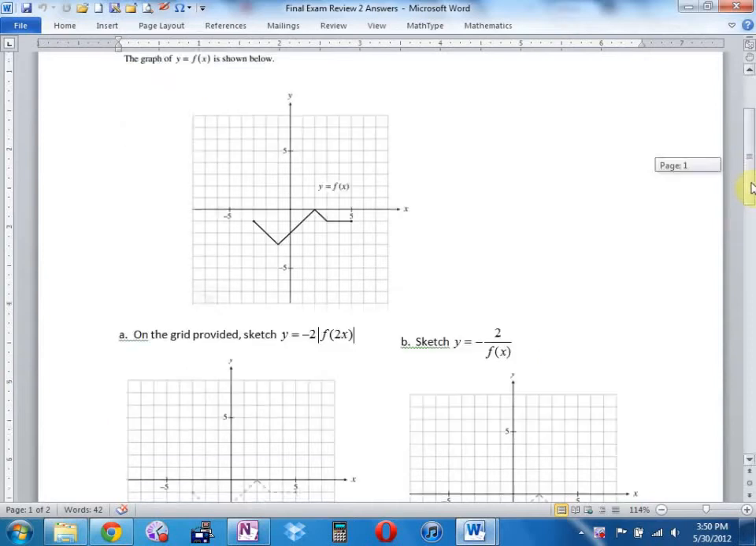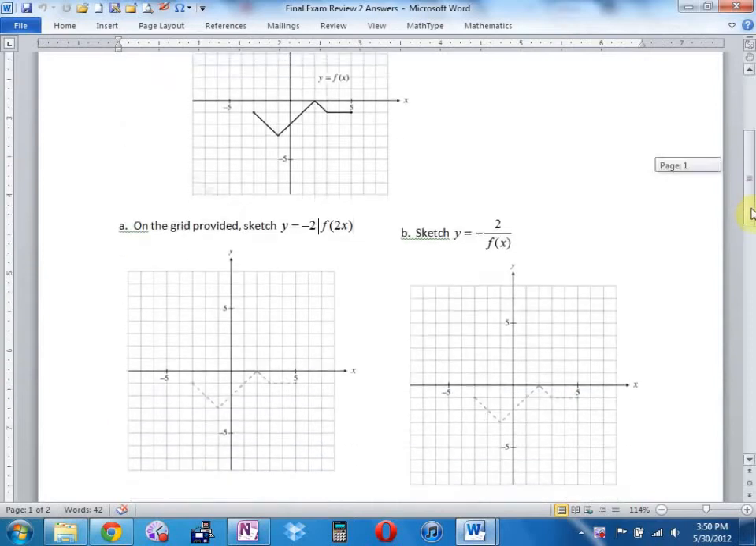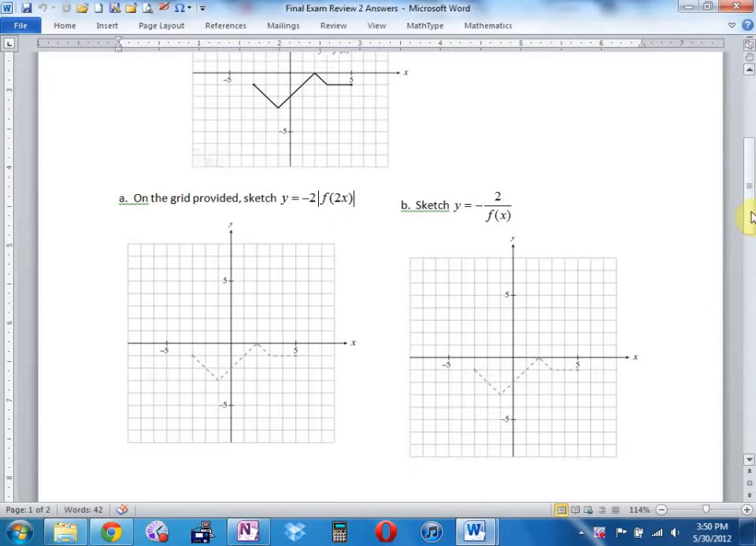All right, final exam review number 2, transformations. So this first one is absolute value with a twist. When do I do the absolute value? I'll do what's inside the brackets first, then the absolute value, then the remaining transformation. So what is going on here?